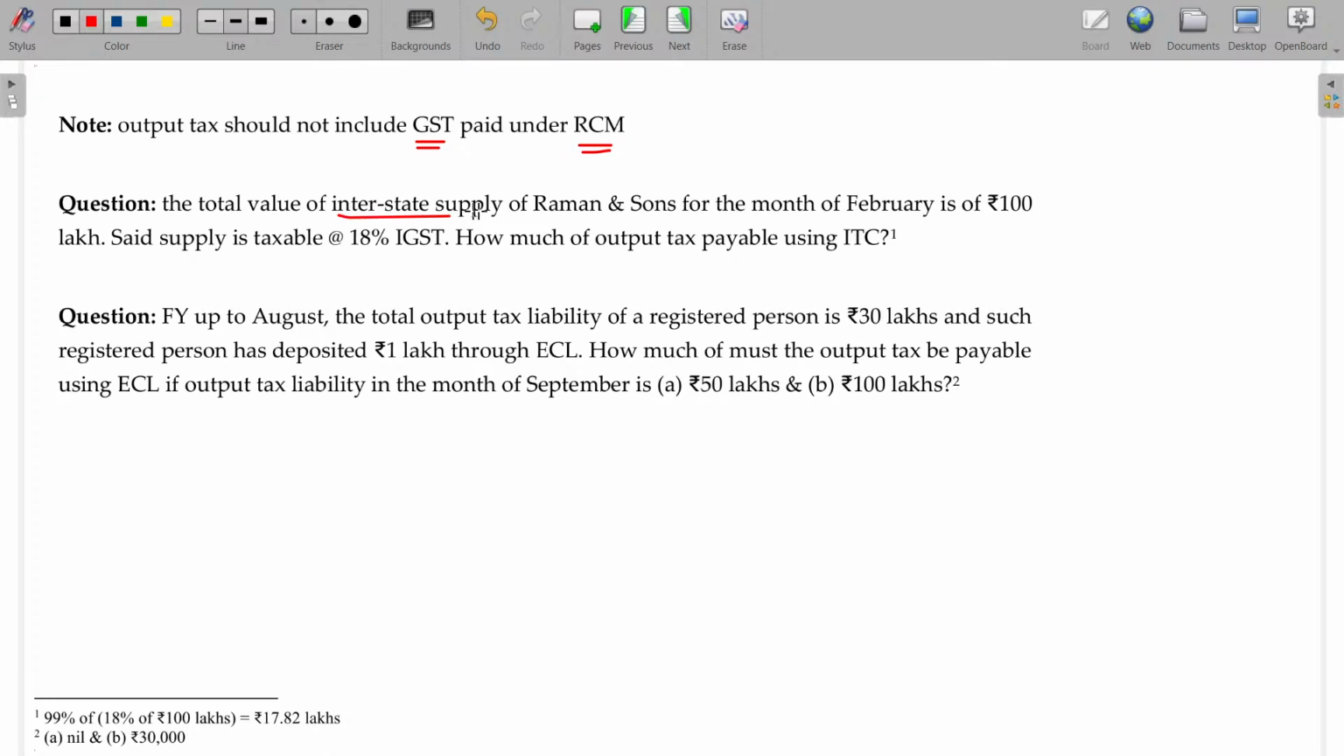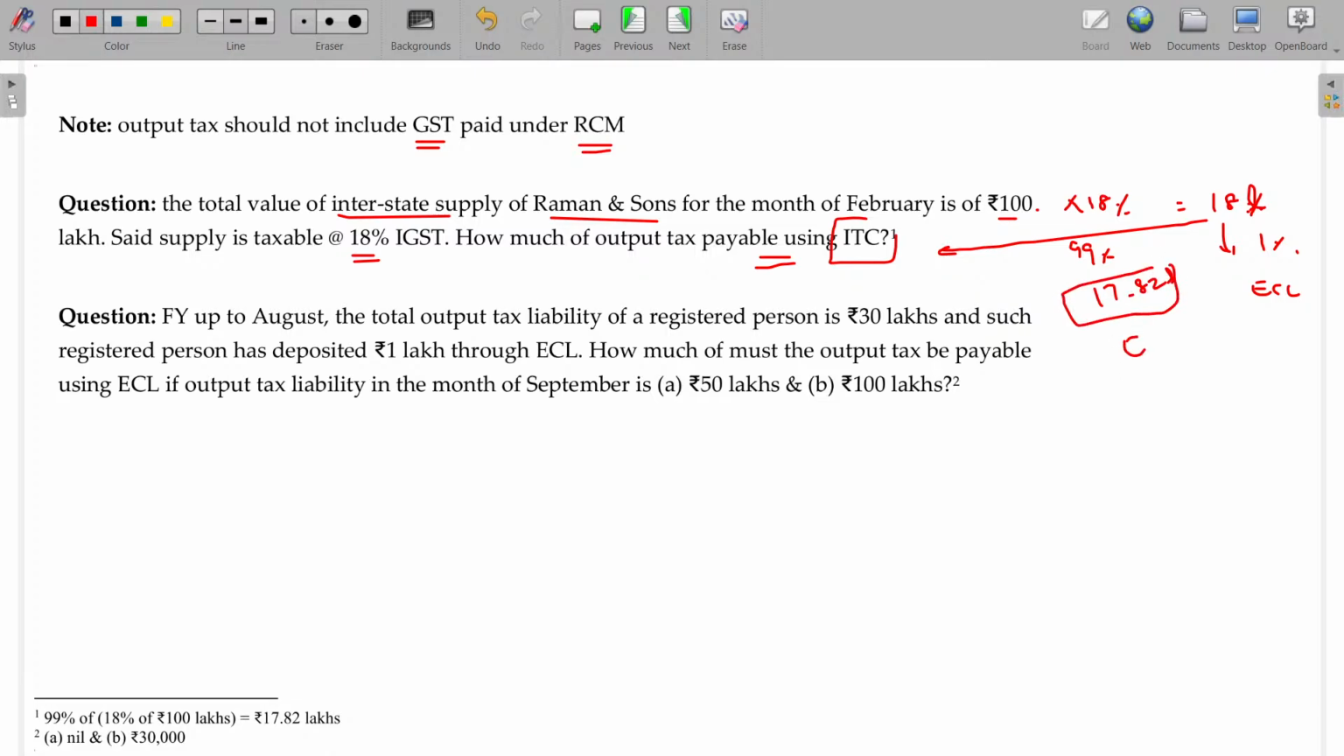Total value of interstate supply of Rawat Sons for the month of February is 100 lakhs. Said supply is taxable at the rate of 18% IGST. How much output tax payable using ITC? So 100, and in that 18% being 18 lakhs. How much can be using electronic credit ledger? Electronic credit ledger can be used for 99% payment. Balance 1% should be only in the form of electronic cash ledger. Come on, tell me 99% of 18 lakhs. 17.82 lakhs can be in the form of electronic credit ledger. Balance will be electronic cash ledger.